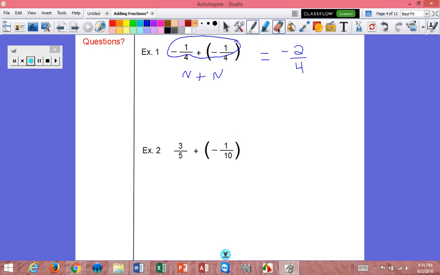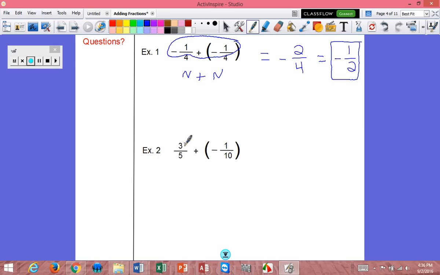Now I get asked this a lot. Does it matter where the negative symbol goes? If you write it next to the 2, or if you write it out to the side, it means the same thing. Alright, negative 2 over 4, we can reduce that. We can divide the numerator and denominator by 2, and we get negative 1/2.